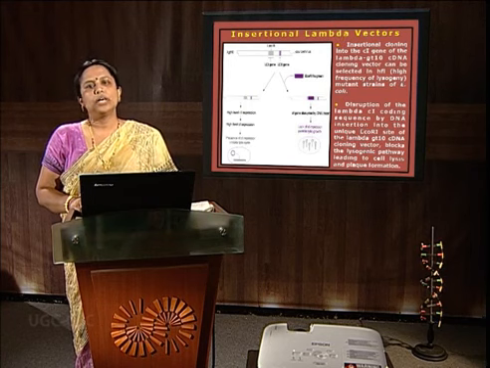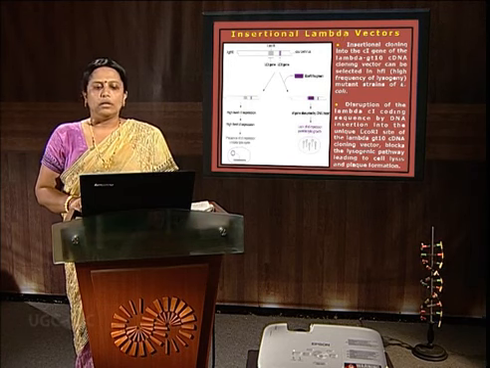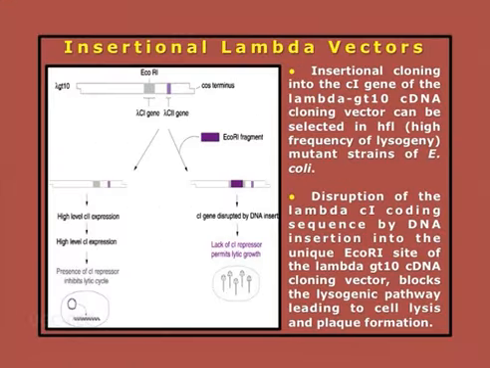If I look into the insertion vector, you can see that it has a lambda cI gene, which is responsible for maintaining lambda in the lysogenic mode. If I introduce a gene of my interest in this region utilizing the EcoRI site, then we are inactivating the lambda cI gene. If lambda cI gets inactivated, it won't get into the lysogenic mode and will go into the lytic mode. This is how lambda insertional vectors can be created.